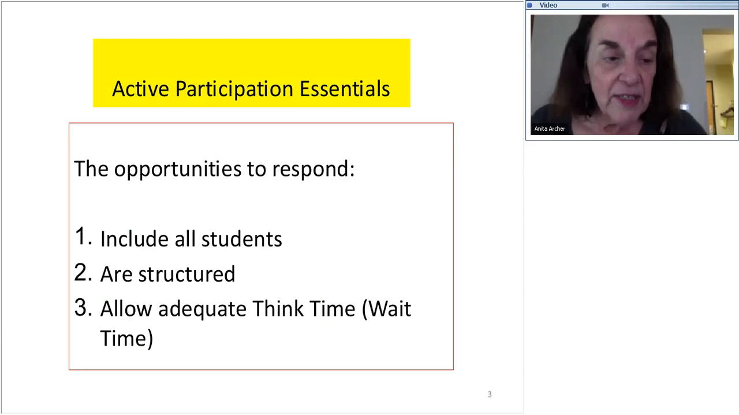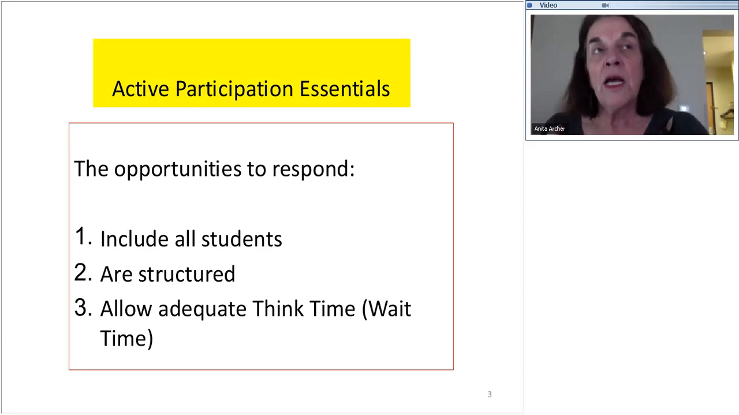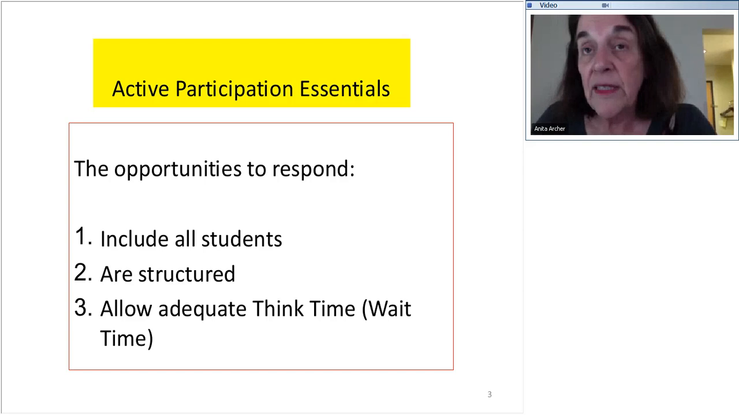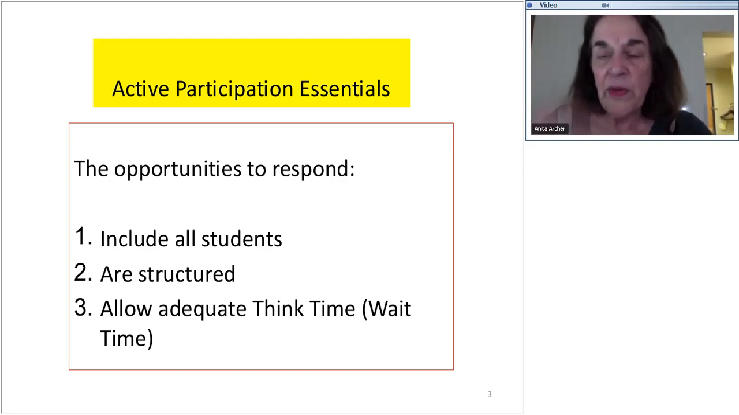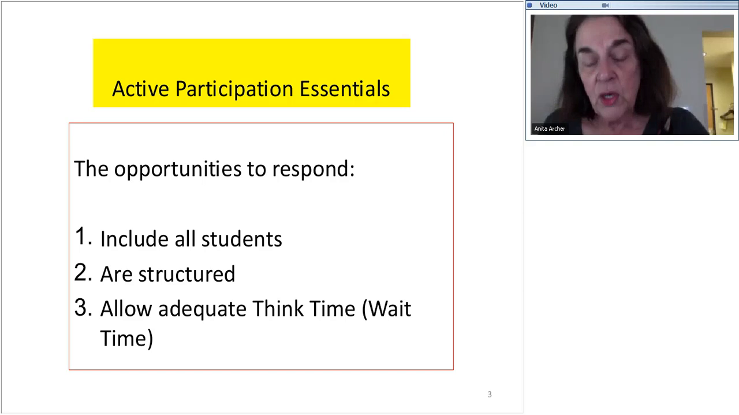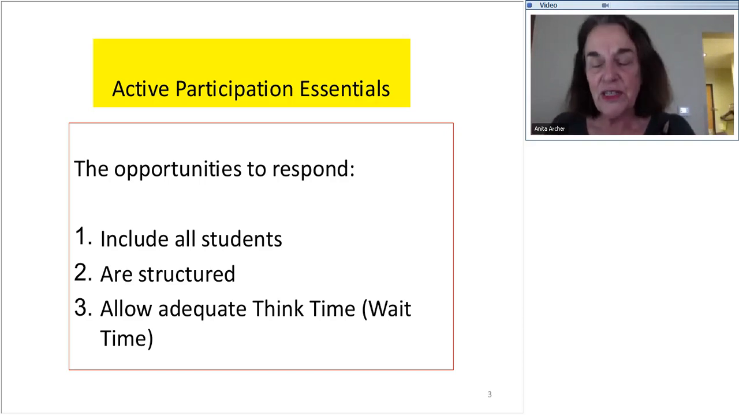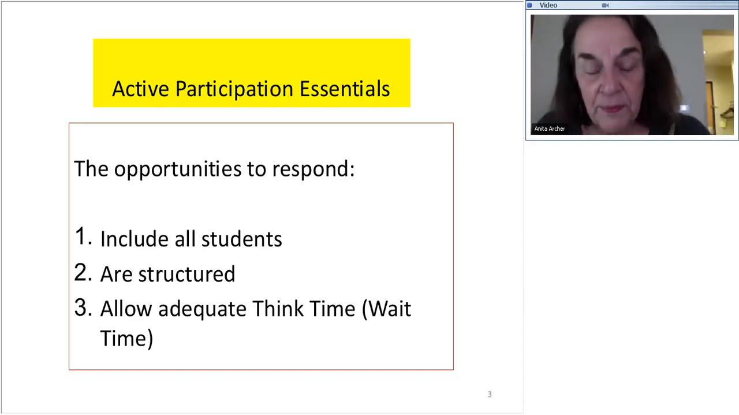And here's what I'm seeing in schools: number two is that we aren't always as consistent in structuring the responses. For example, we might ask for a choral response with no signal at all, and then we just get random shout-outs. So structuring it: I ask a question, I give you thinking time, I say everyone, and you say it. Or even a simpler one: I ask a question, I give you thinking time, I say everyone, and on the downbeat you say it.